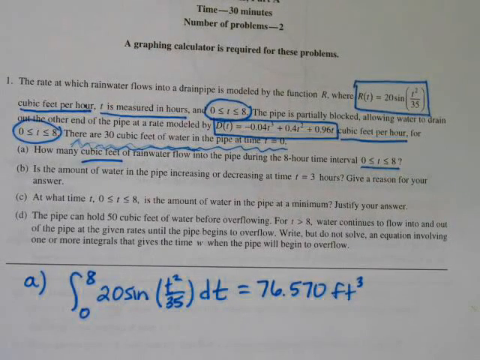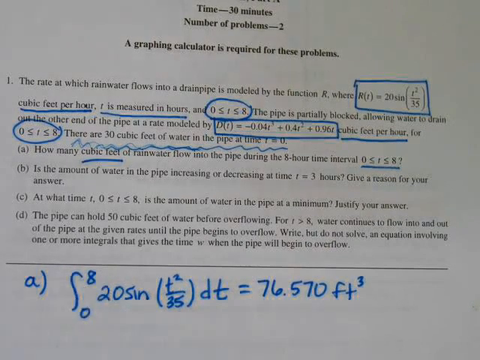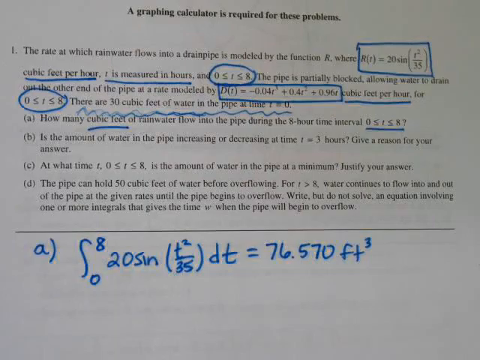But if it asks you how fast it was, like on this next one, you look at the derivative. So this says, is the amount of water in the pipe increasing or decreasing? Hold on a second.